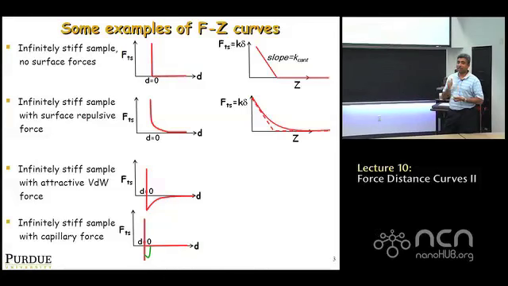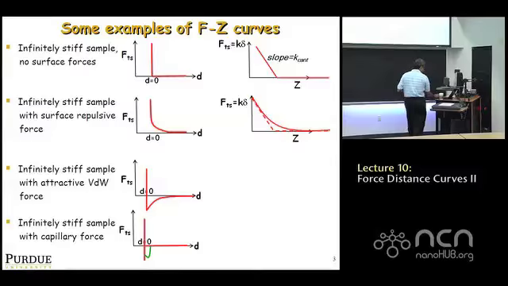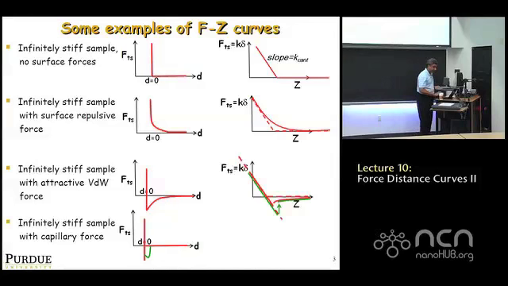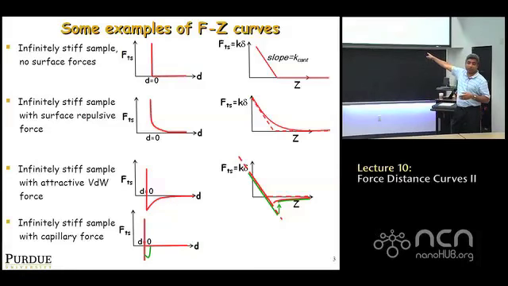So this case I think we did in some detail last time, but again, whenever you're dealing with these infinitely stiff sample cases, it helps to first put in with the dashed line the underlying response when you have a perfectly rigid sample without any interaction forces, right? The dashed line, okay? But I hope you understand now why you're going to get snap in and pull out.